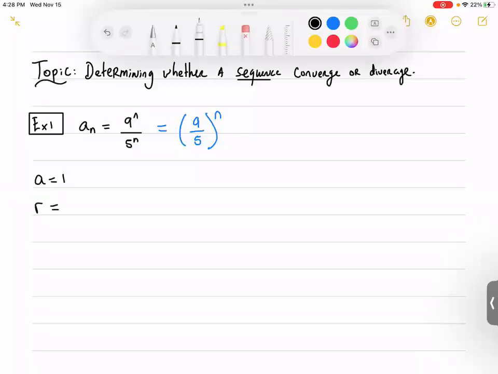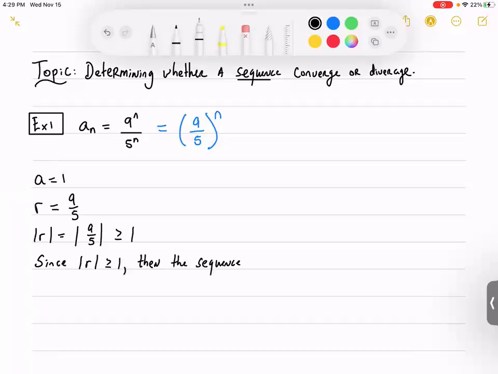9 over 5. And if you look at the absolute value of r, the absolute value of 9 over 5, is this going to be less than 1 or greater or equal to 1? Yeah, it's going to be greater or equal to 1. So what does this imply? Since the absolute value of r is greater or equal to 1, the sequence diverges.